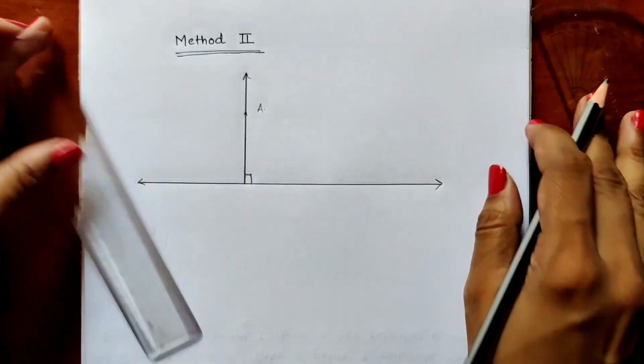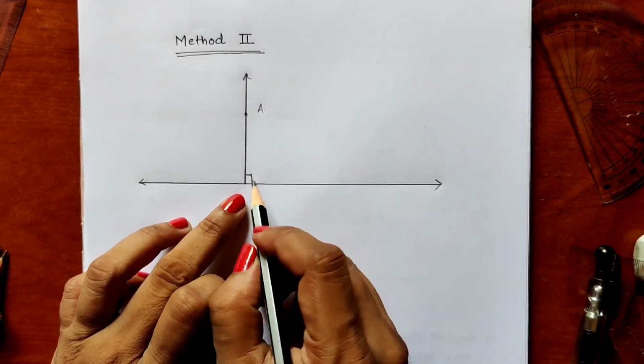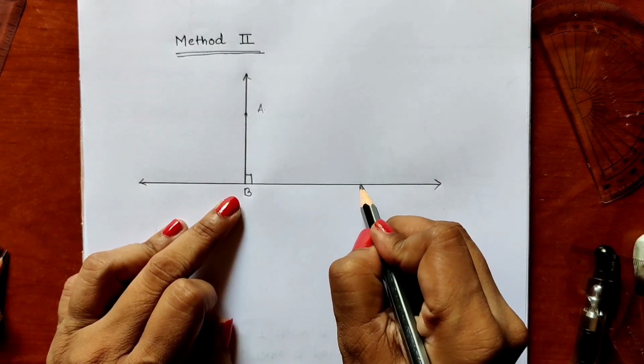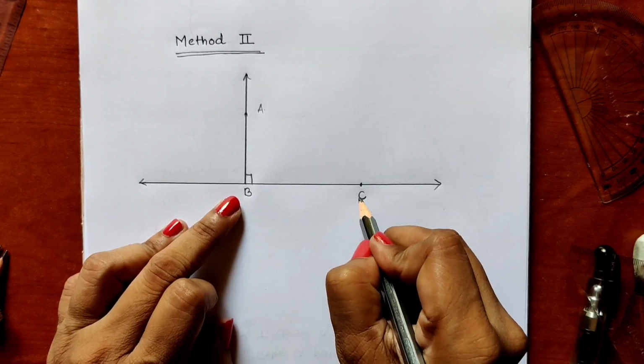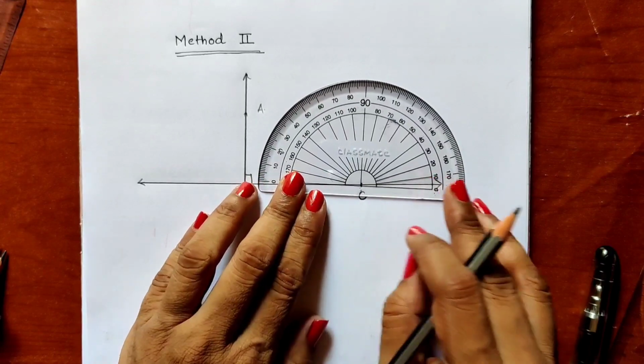Now one more perpendicular I will be drawing from another point. This may be point B. Okay, now here I will be taking point C, and from this point C one more perpendicular I will draw.